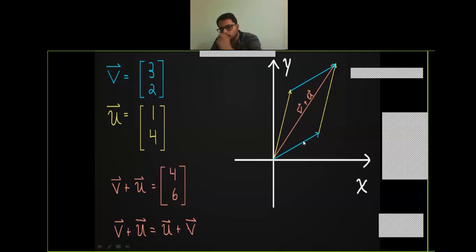Now you must have studied in school mathematics that we can add these two vectors by using the parallelogram law. What the parallelogram law tells us is that we can project this second vector, this yellow vector, parallelly from the tip of the first vector.